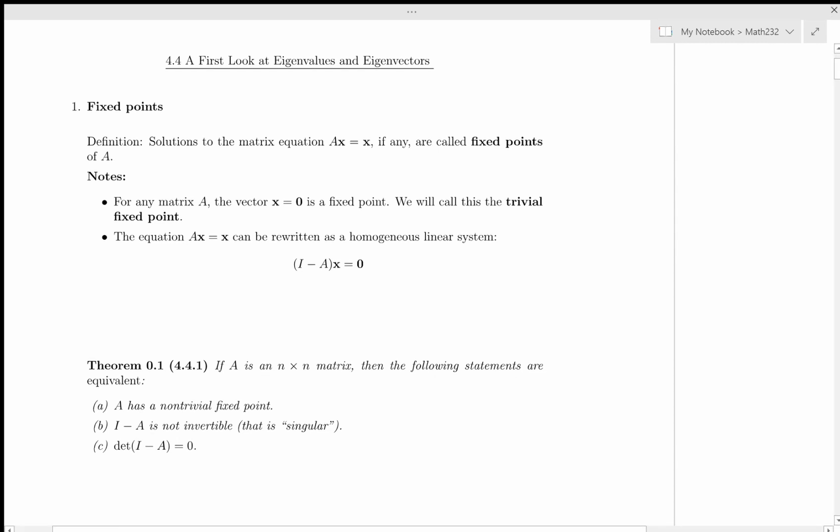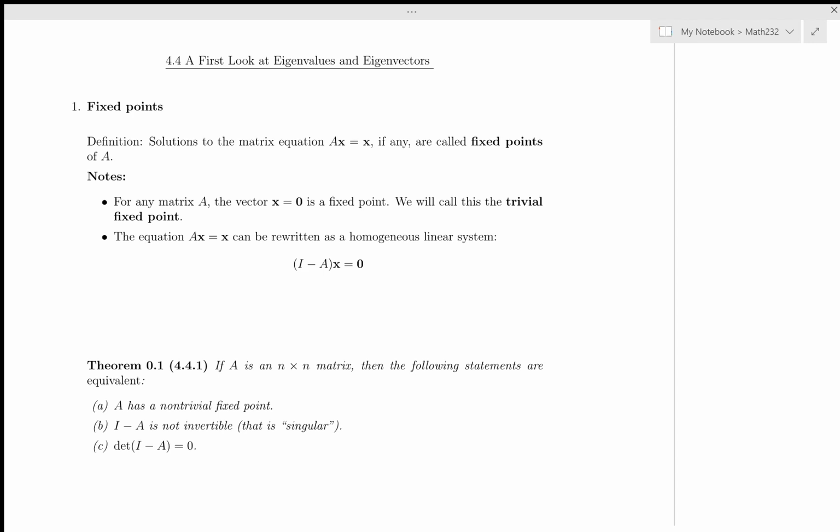This is section 4.4, a first look at eigenvalues and eigenvectors. This is an enormously important topic in linear algebra. Okay, so let's take a run at this for the first time.